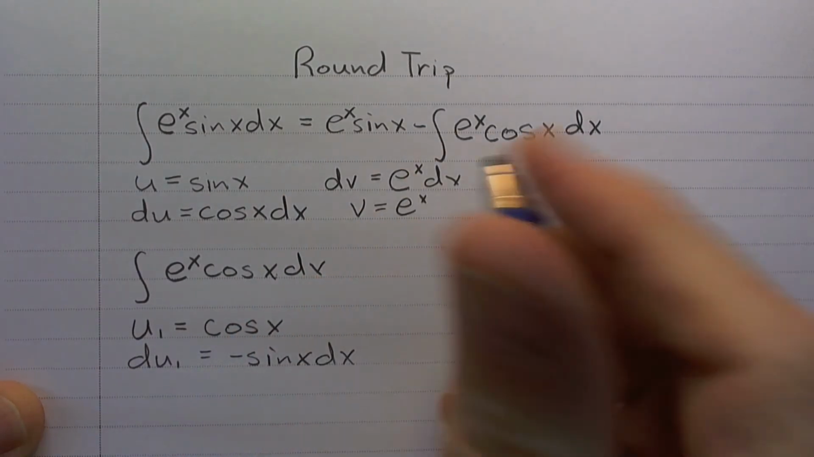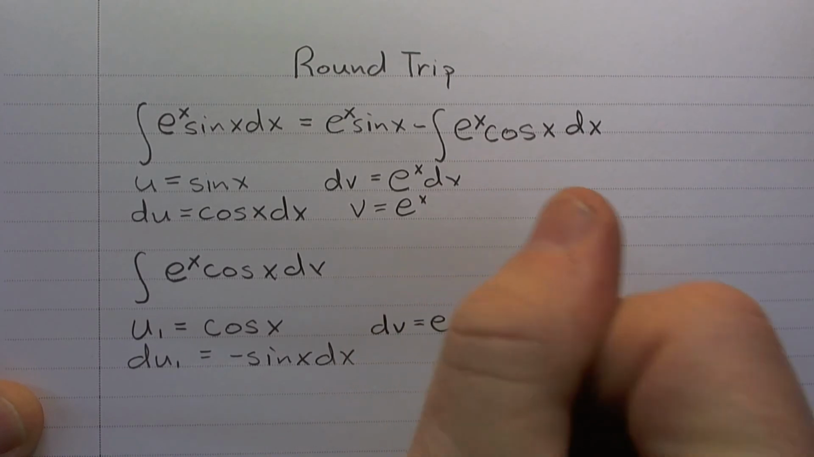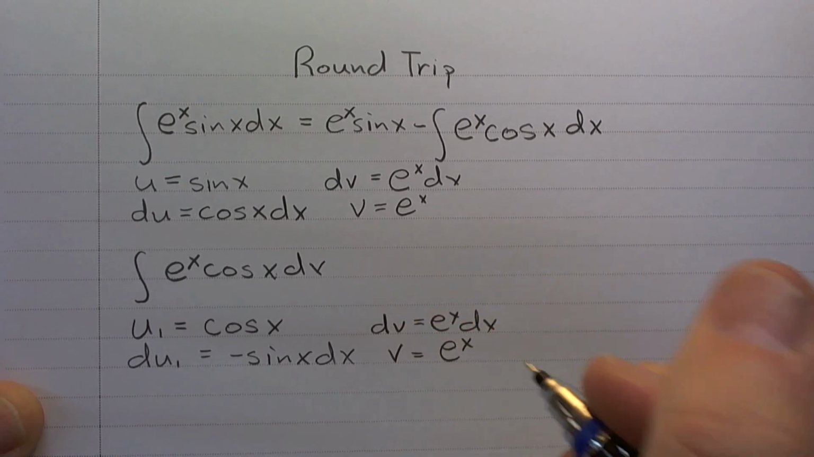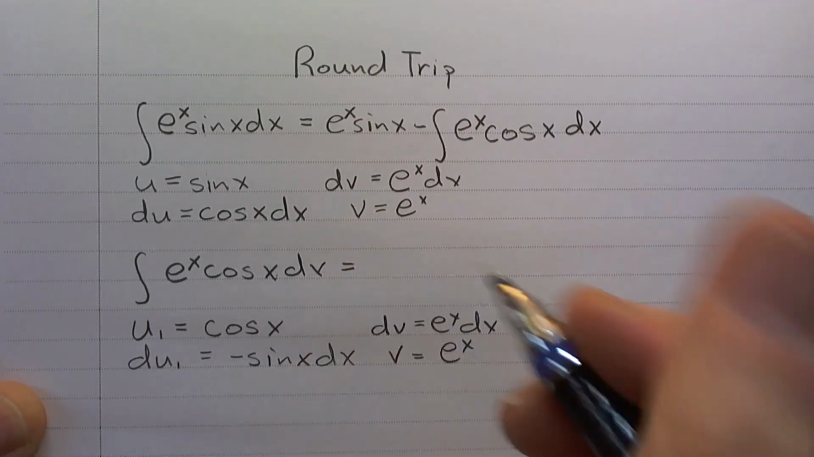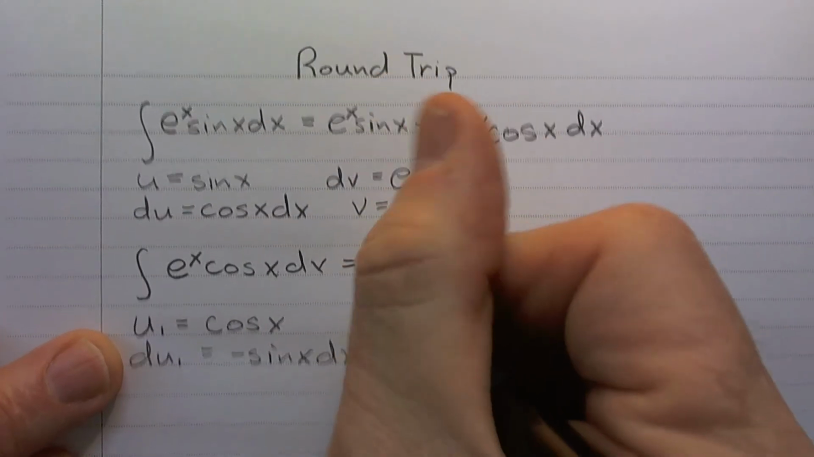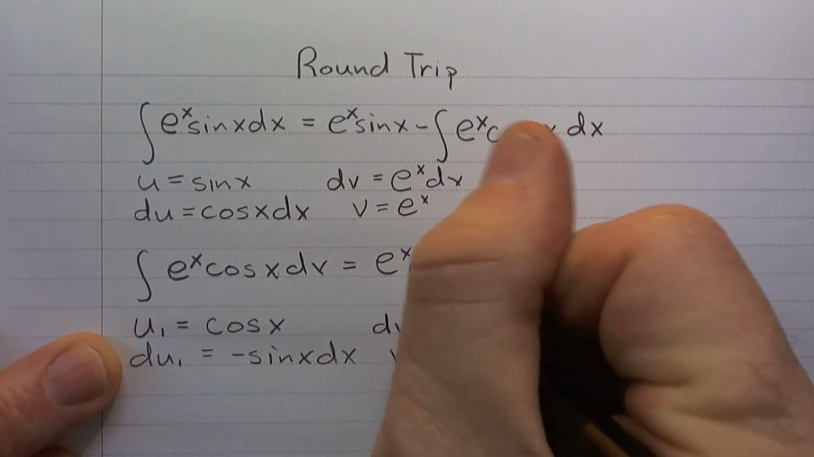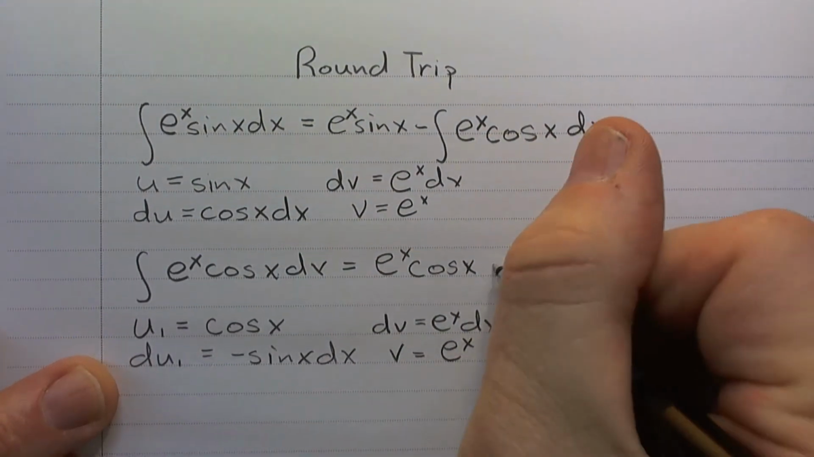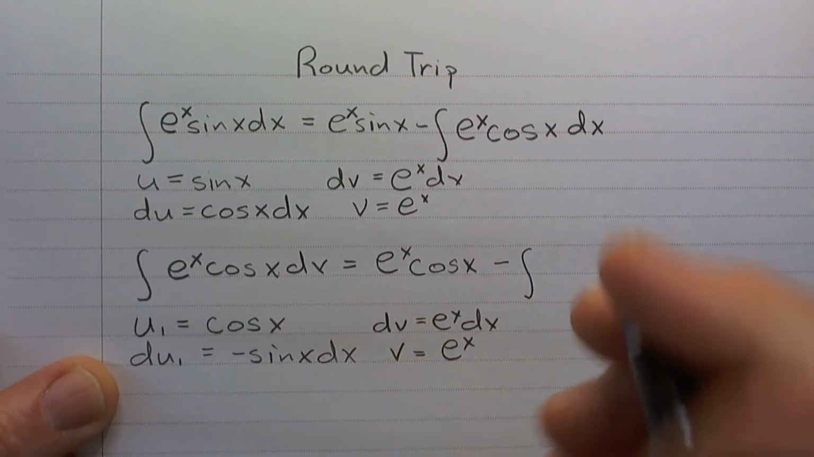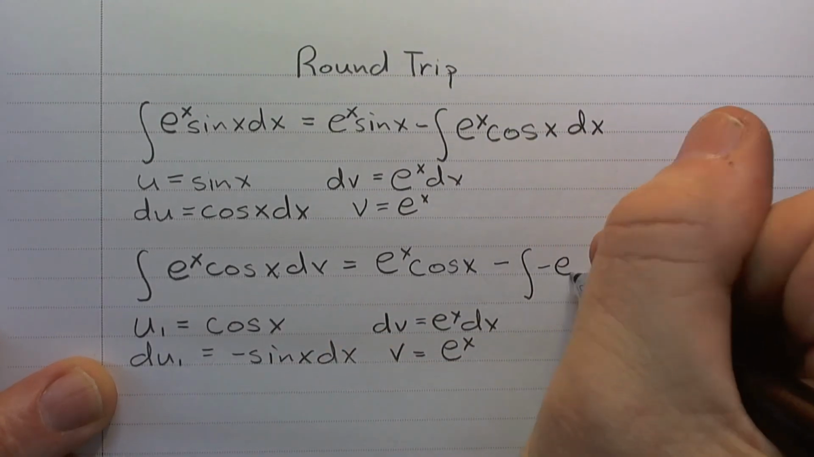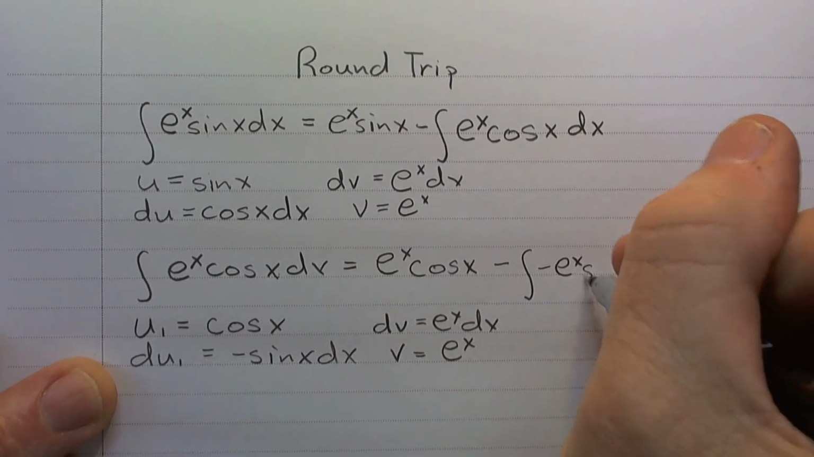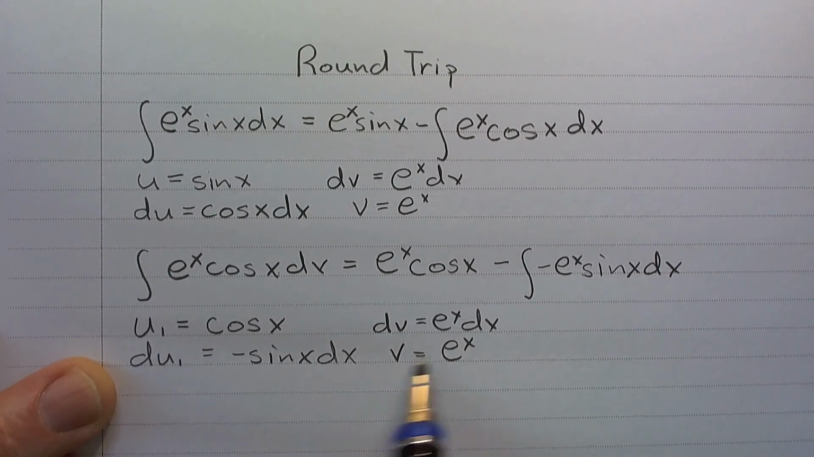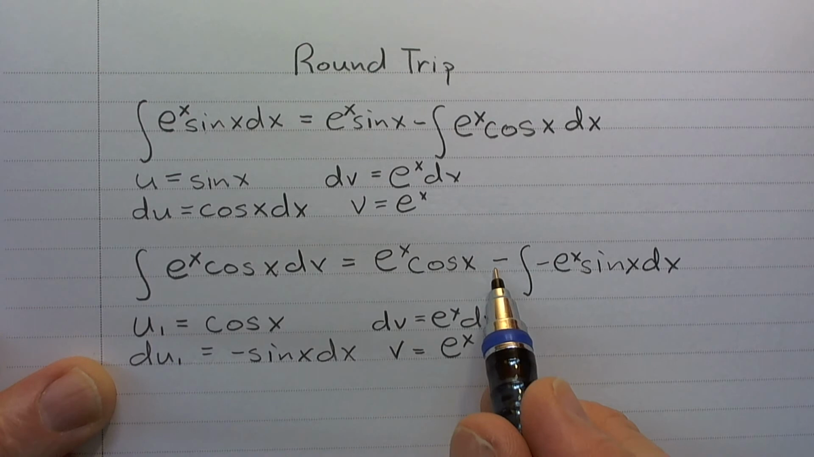And we'll keep the same dv. dv is equal to e to the x dx, and v is equal to e to the x. Okay, so let me do this one. So now we have uv. So this is e to the x cosine x, uv minus v du. So this is negative e to the x sine x. So v du, there's an extra negative in there. I just put it there with that negative.